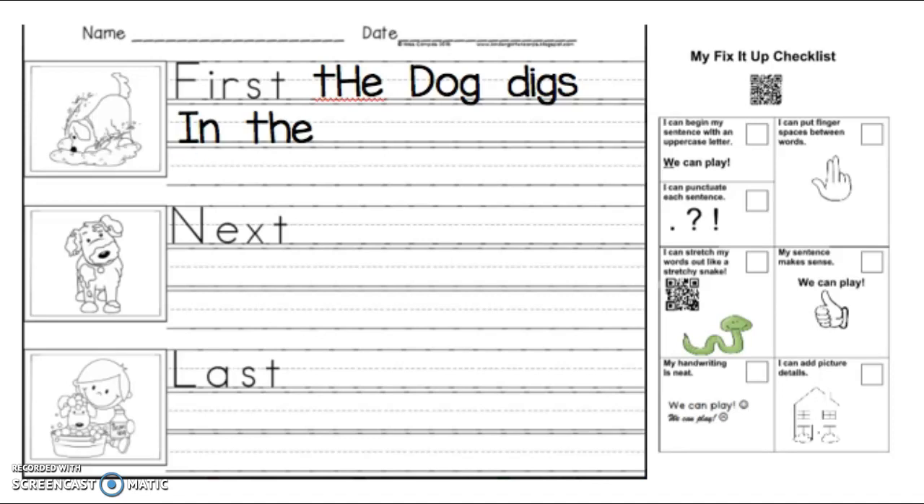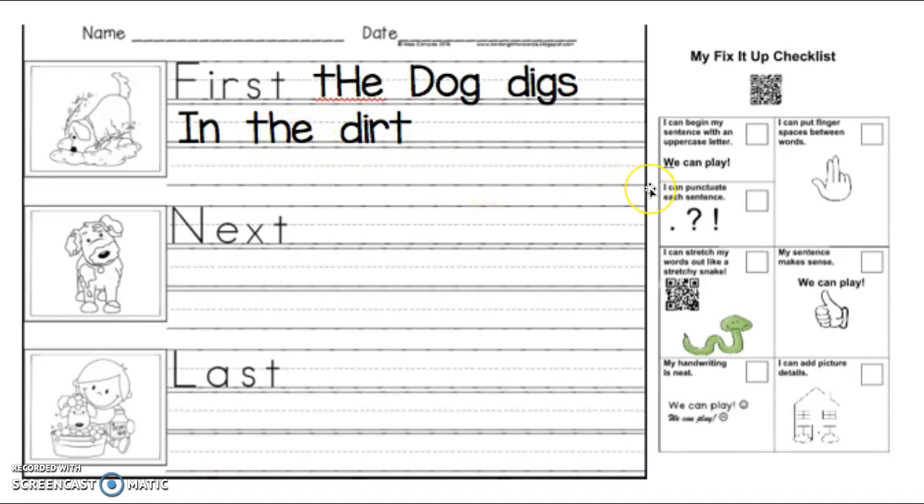dirt. Okay, that one I need to sound out a little bit because it's not one of my power words. D, another D. I remember my teacher talking about an R controlled vowel, so I think that is an IR. Dirt. I hear a T. I think I'm all done. Let's read it. First, the dog digs in the dirt.